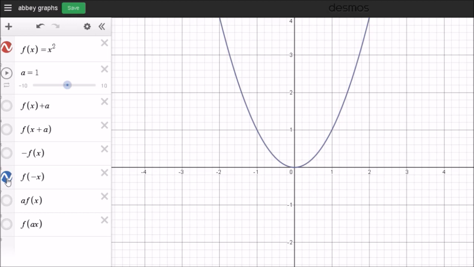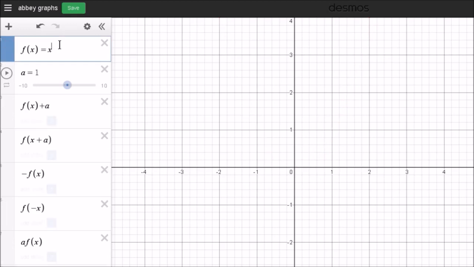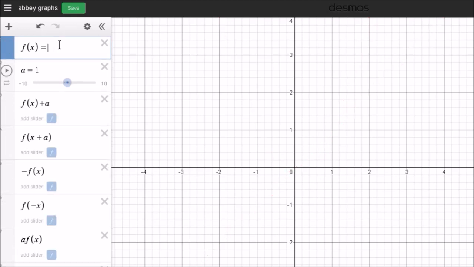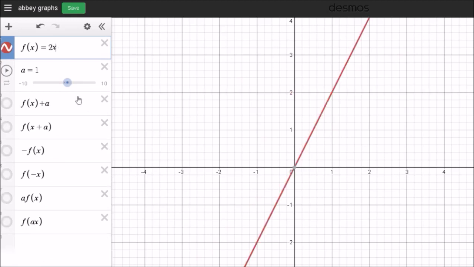now there's not a lot to be seen here. We only see what's happening if we use a different function. So let's try a different function. Rather than x squared, we'll put in 2x. So this is our function y equals 2x. Now whenever we put in f of minus x, we get this function here. So what this does is it mirrors the function, or reflects the function in the y-axis.